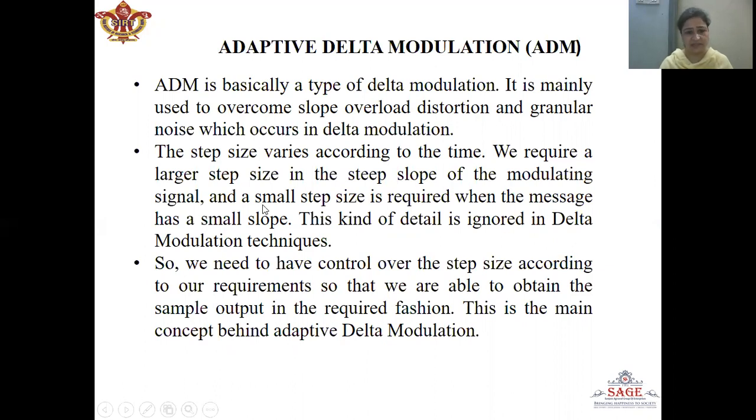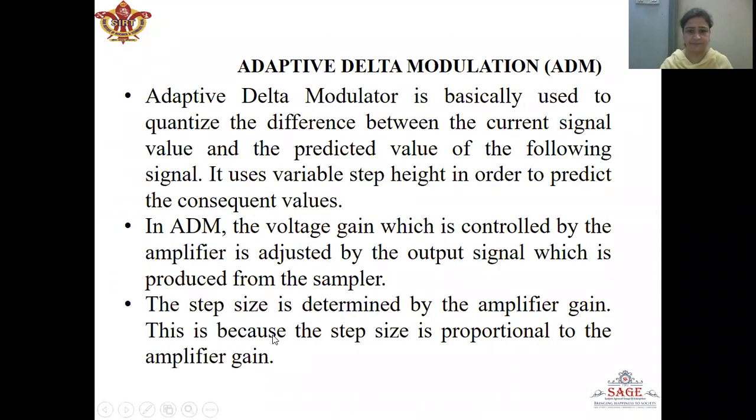We require a larger step size in the steep slope of the modulating signal, and a small step size is required when the message has a smaller slope. This kind of detail is not overcome in delta modulation techniques. So we need to have control over the step size according to requirement so that we are able to obtain the sampled output in the required fashion. This is the main concept in adaptive delta modulation.